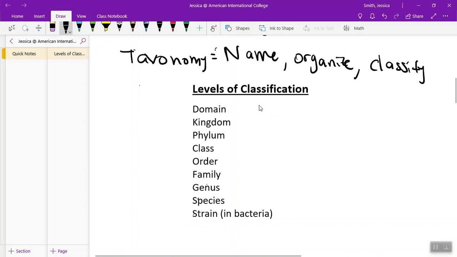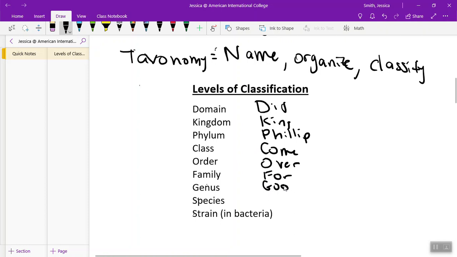And an easy way to remember this is, did King Philip come over for good soup? All right.